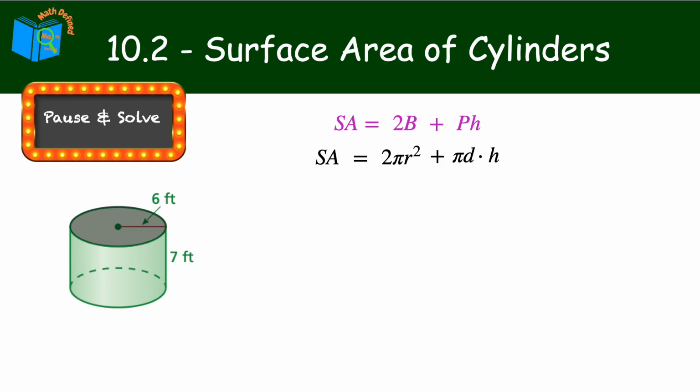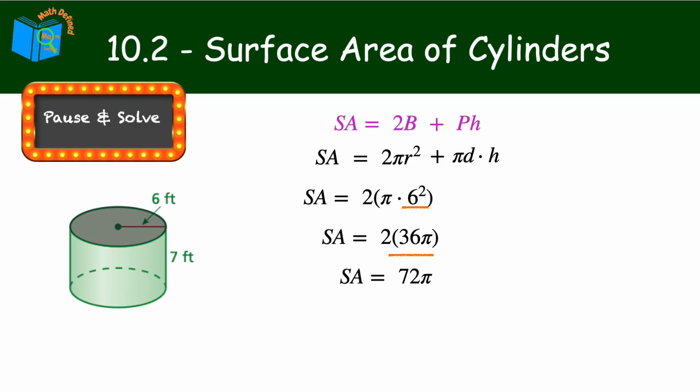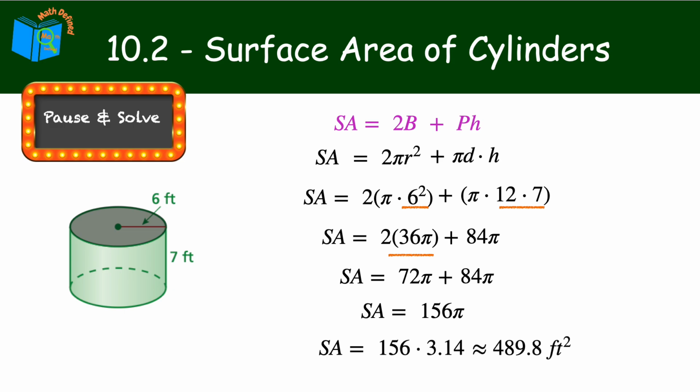The surface area of the two bases is found by multiplying pi times the radius squared times 2. 6 squared times pi is 36 pi. Times 2 is 72 pi. Now add the circumference of the base times the height of the cylinder. 12 times 7 is 84, times pi is 84 pi. Adding 72 pi and 84 pi gives us 156 pi, or about 489.8 feet squared. You're doing great, but let's keep it going.